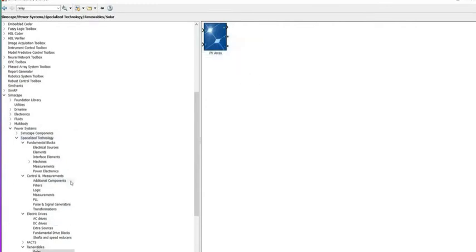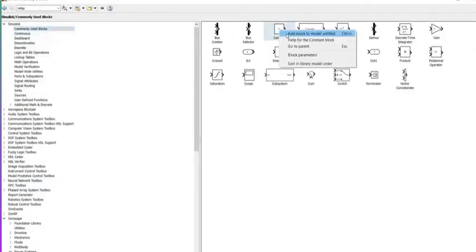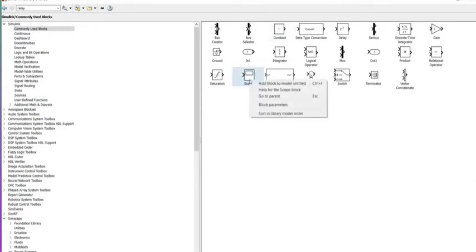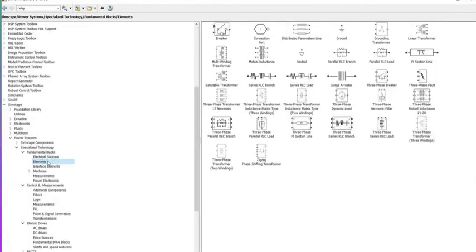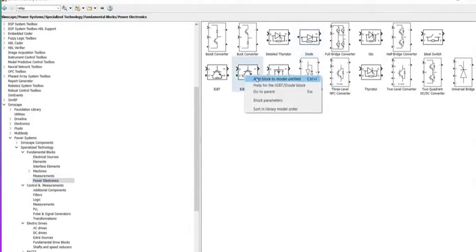And what we need to give is irradiation and temperature, right? So take the constant to give the irradiation and temperature values. And also take the scope. It is useful to observe waveforms. In elements, take the RLC branch for capacitor and inductors. And go to power electronics and take a diode and IGBT with diode switch. And the universal bridge also, for designing the inverter and boost converter.